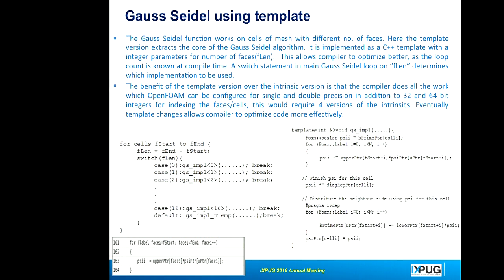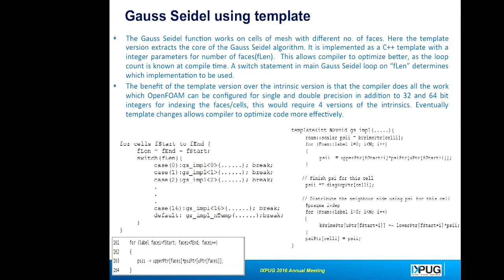So this is the intrinsic code I told you about. This is the replacement of that. What we have done here is, if you see this loop that I was talking about before, in this loop, this f start minus f end, the f length was unknown before. That's the reason the compiler was not able to vectorize it properly.